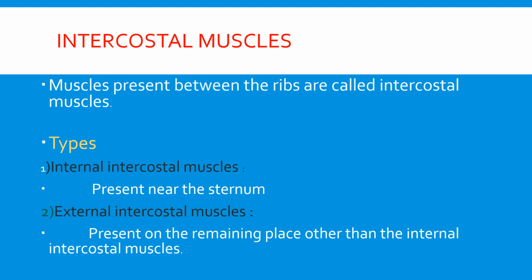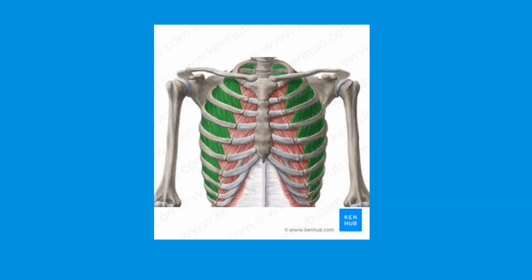Moving to the next, that is the intercostal muscles. Intercostal muscles are mainly the muscles that are present between your ribs. As you have studied, the costal cartilage was present on the interior point of your ribs, but these intercostal muscles are present between your ribs. The types are internal intercostal muscles and external intercostal muscles. Moving to this slide, you can see the ribs and the brown and green part between them. This brown and green part is showing the intercostal muscles.